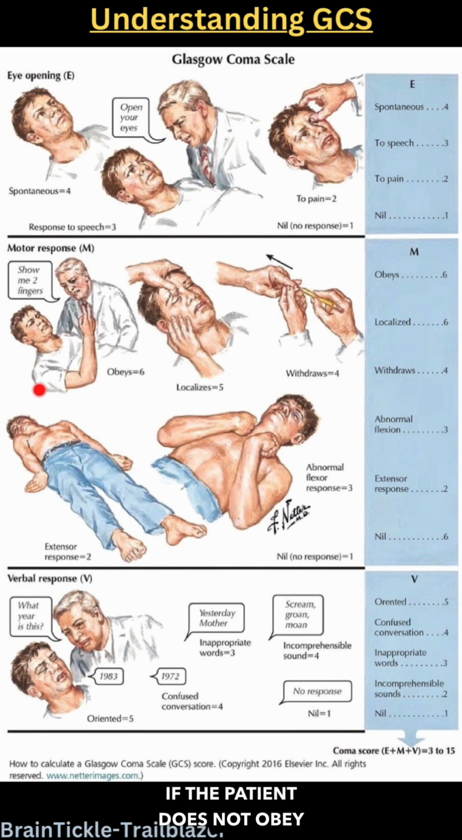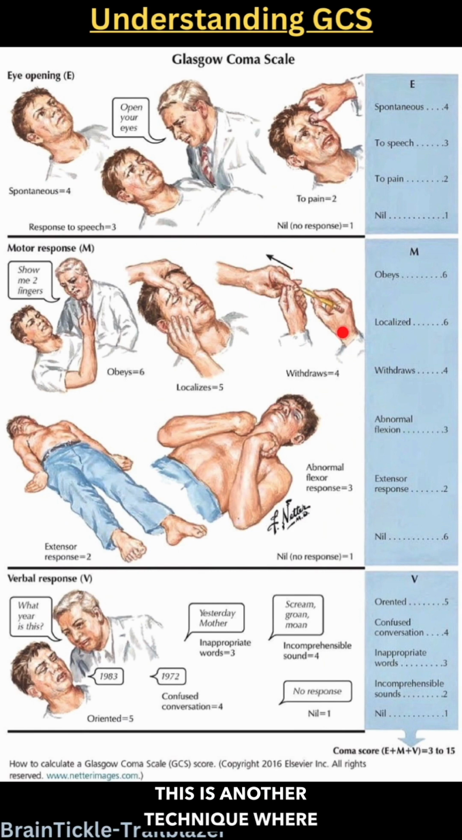If the patient does not obey your command, the second thing to do is to give a painful stimulus. Again, it is being given over here at the supraorbital ridge. The patient moves his hand to pull or push your hand away, so he is localizing to the pain, which means that he is bringing his hands towards the area of pain. Then you are going to give a score of 5.